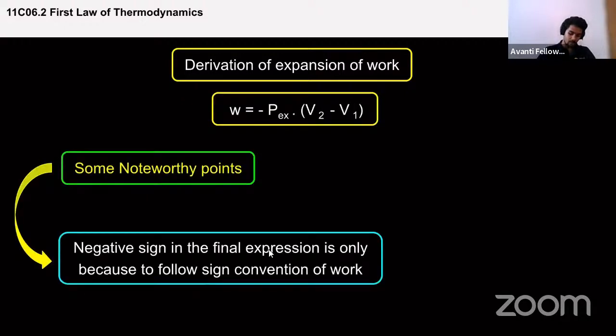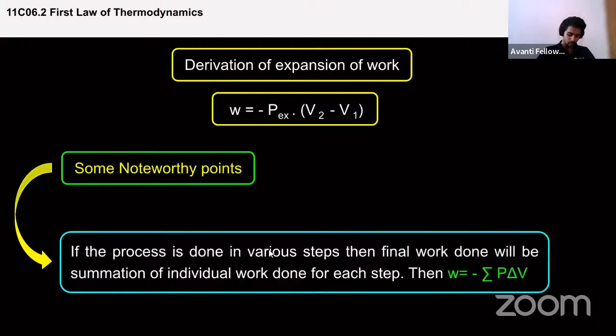Derivation of expansion work we have seen, right? Where W is equal to minus P external into delta V, V2 minus V1. Some noteworthy points you can write here. The negative sign in the final expression is only there to follow the sign convention of whether the work is done by the system or on the system. Negative represents that work is done by the system, and positive represents that work is done on the system. That's the only thing. Now, if a process is done in various steps, then the final work will be the summation of all the single steps.